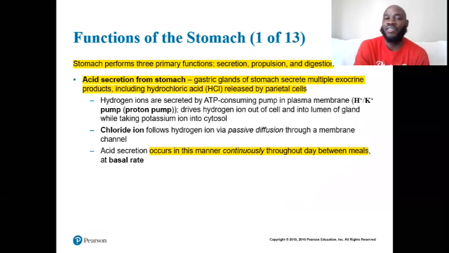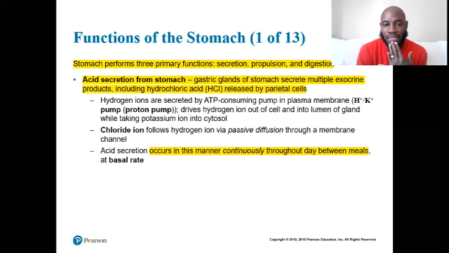What is the function of the stomach? Everybody probably has an idea of what your stomach does, but we break it down into three primary functions: secretion. We just talked about some secretions. Propulsion, remember the movement, and digestion. Now we get into digestion.